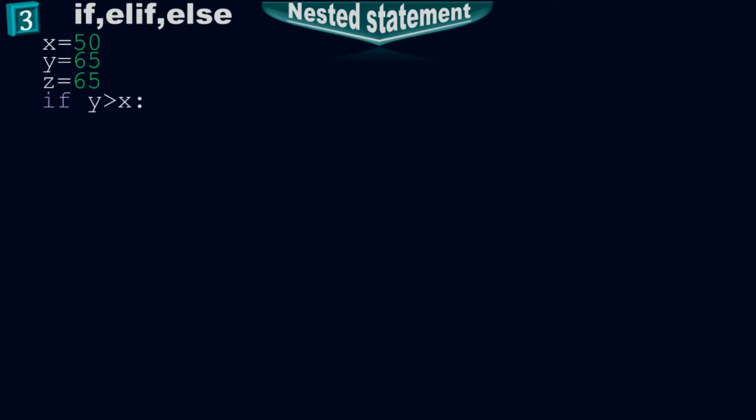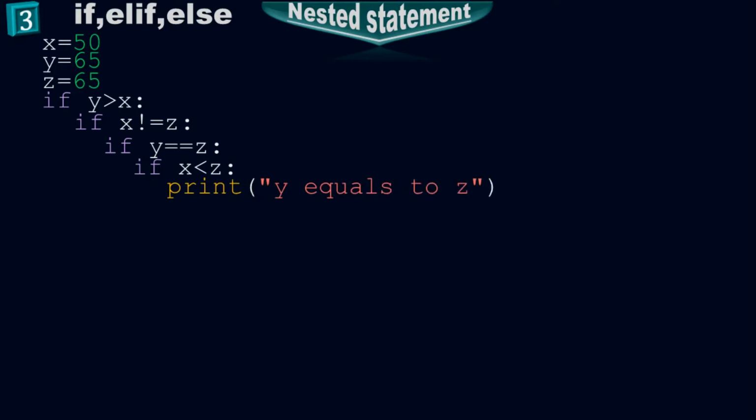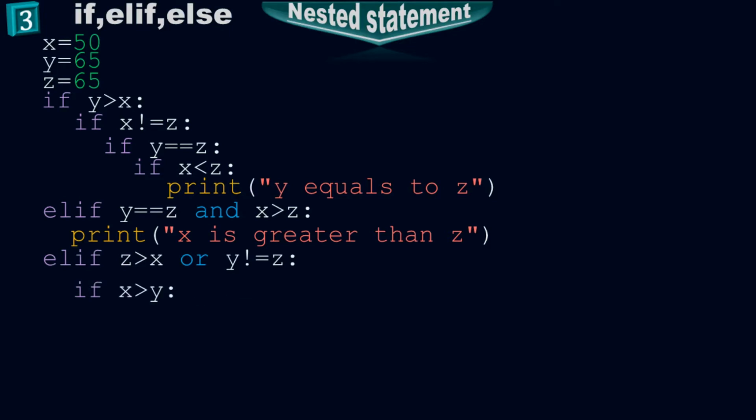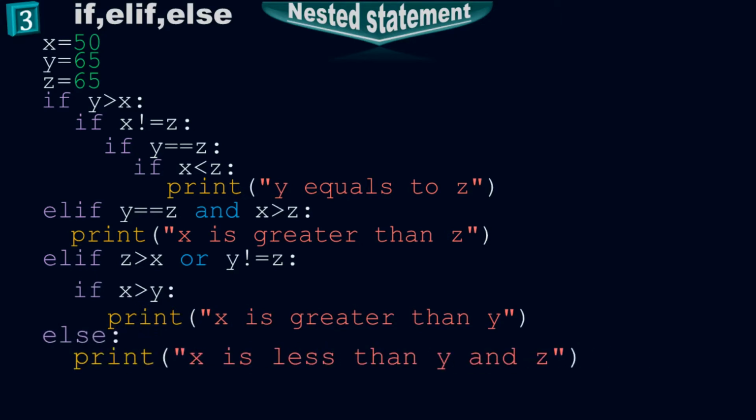If y is greater than x, and also if x is not equal to z, and if x is less than z, then print y equals z. If y equals z and x is greater than z, then print x is greater than z. If z is greater than x or y is not equal to z, and also if x is greater than y, then print x is greater than y. Else print x is less than y and z.